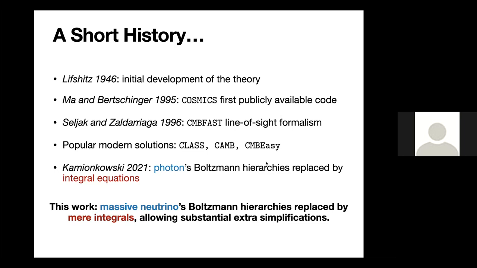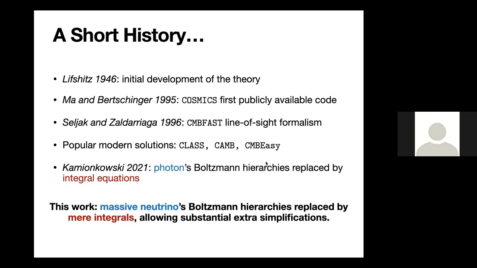The current day popular solutions include codes called CLASS, CAMB, and CMBEasy. They are more modularized than earlier codes and relatively easier to use and to implement new features. Earlier this year, in 2021, Mark Kamionkowski published a paper showing that the photon Boltzmann hierarchies can be replaced by just several integral equations. That, on top of the line of sight formalism, will accelerate the code by probably about 5 to 10 times.